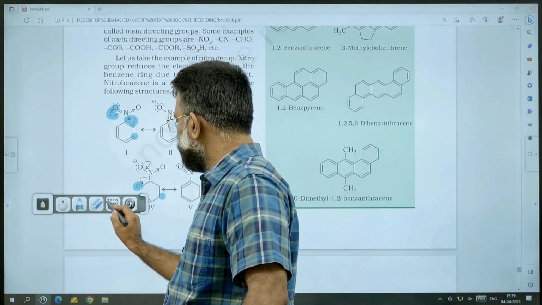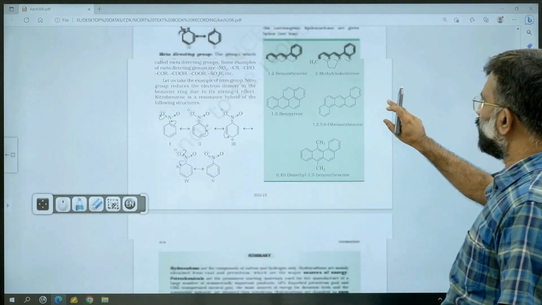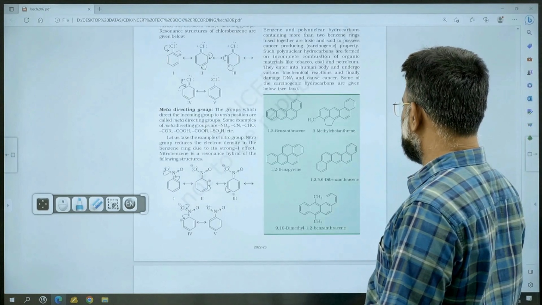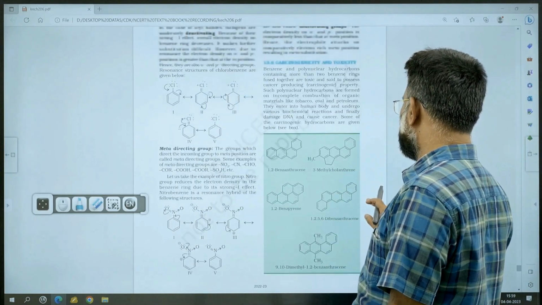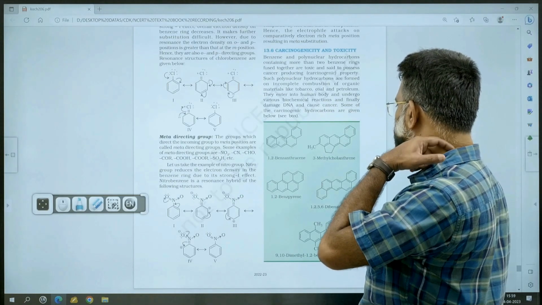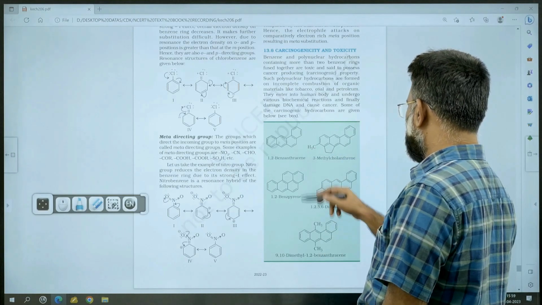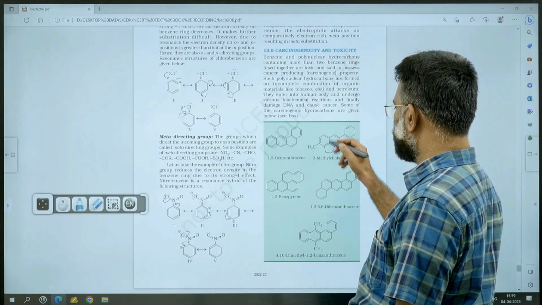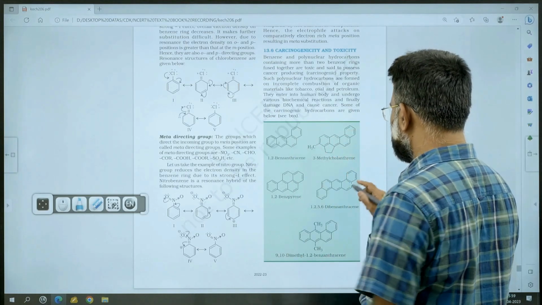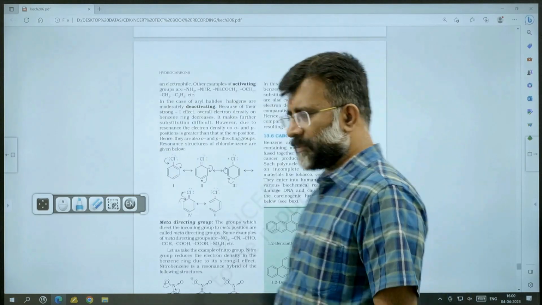And finally, you can find in the textbook some polyaromatic rings, the highly toxic cancer causing chemicals, of course important biologically and industrially, many important compounds. They are polyaromatic ring compounds and their characteristics are explained. Just to go through, just to get familiarity, that's all. And that is the portion, hydrocarbons, the chapter hydrocarbons.